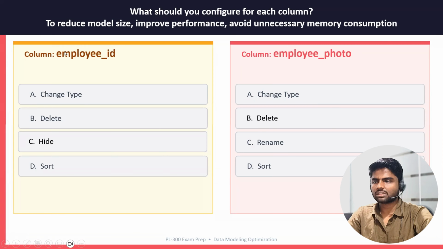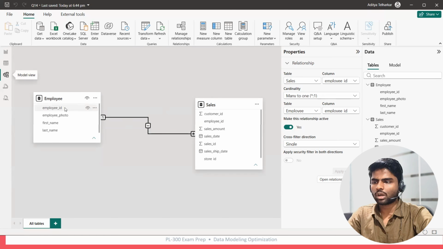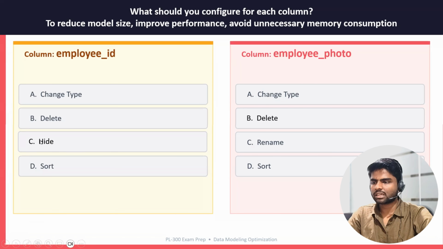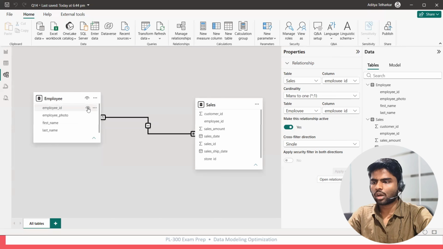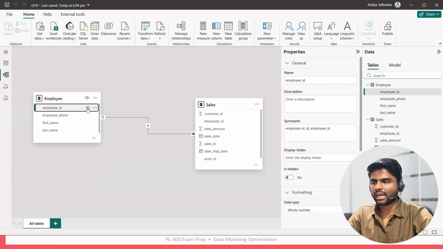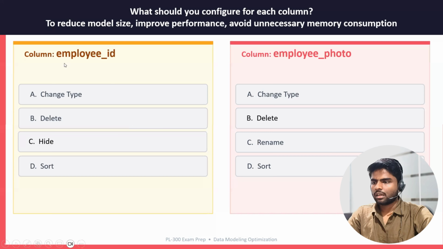The second option given for the employee ID is to delete the employee ID column. If I delete the employee ID column from the employee table, it will break the model, right? It will lose our data. The third option is to hide the column. So yes, we can hide the column. I will click on employee ID and here you will see the hide option. I will hide that, and same for the sales table, I will hide the employee ID column. So this we can do. And if I sort that column, it will not make any sense, right? So hide is the correct option for the employee ID.